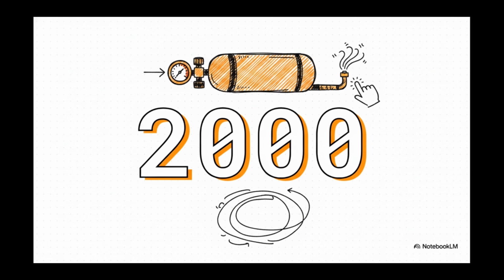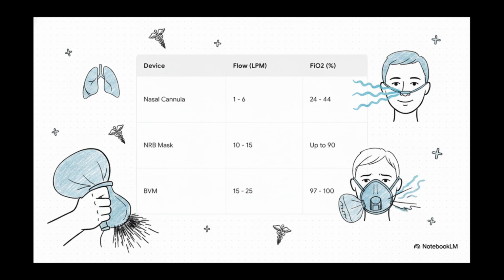Let's actually break down these numbers, because they matter a lot. Patient in mild distress. You go with a nasal cannula, set between 1 to 6 liters per minute. That maxes out around 44% oxygen delivery. But what if the distress is moderate to severe? Well, then you have to escalate. You grab the non-rebreather mask, crank the flow up to 10 to 15 liters per minute, and boom, you're delivering up to 90% oxygen. And if the patient is apneic, meaning they are not breathing on their own at all, you move immediately to the bag valve mask. You flow that at 15 to 25 liters per minute to push nearly 100% pure oxygen into their lungs.